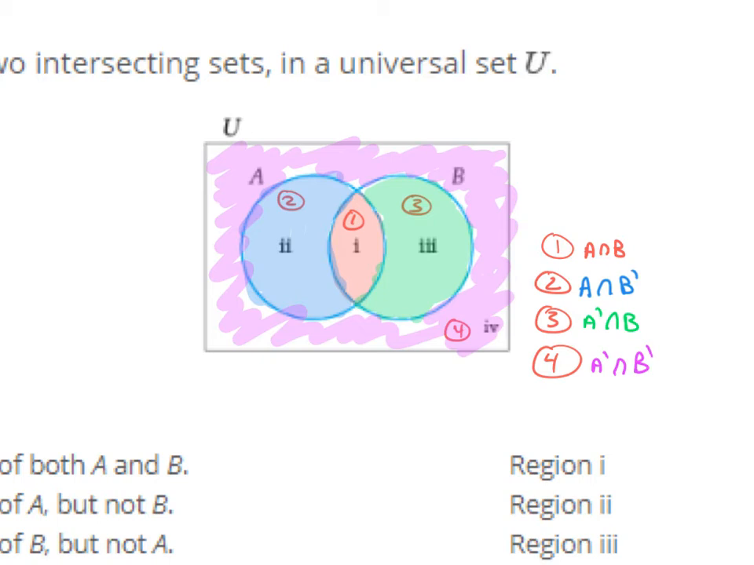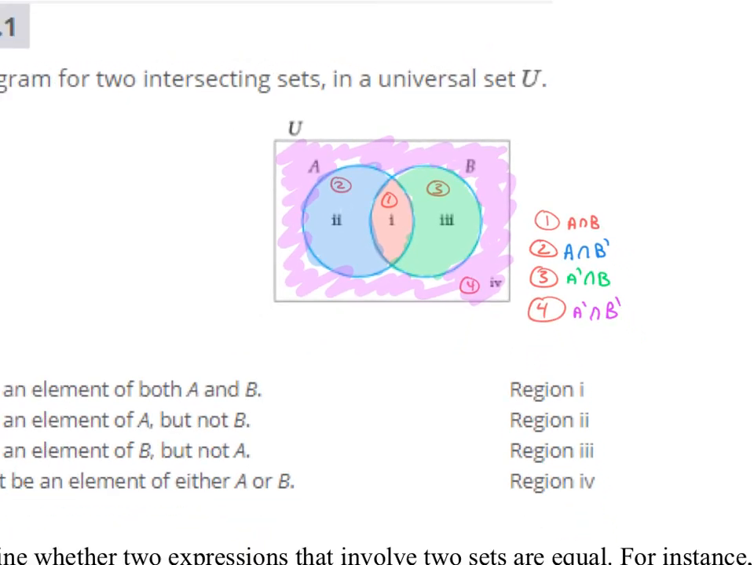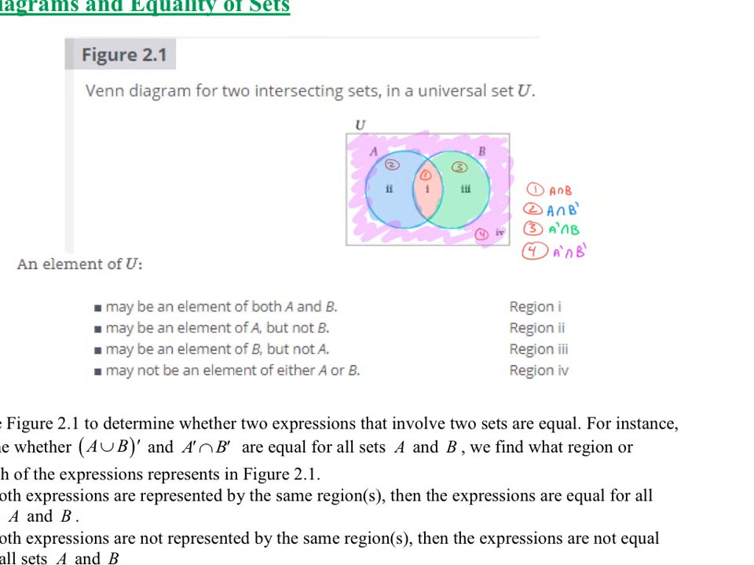So 1 is what they both like. 2 is what A likes but B doesn't. 3 is what B likes but A doesn't. And 4 is the region that neither of them like. So those would be all the possible regions. And you can see that by reading all of this. That's what they say. They say, for instance, region 1 is maybe an element of both A and B. Region 2 is an element of A but not B. So I just put it into the math language there.